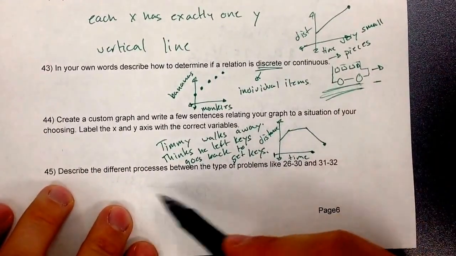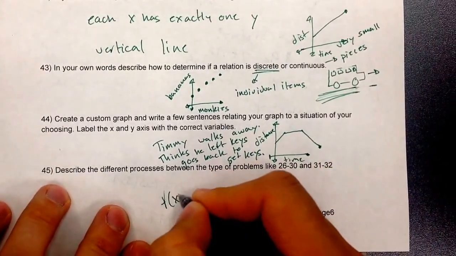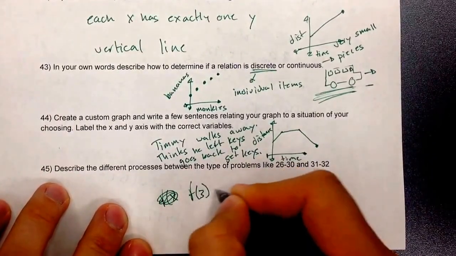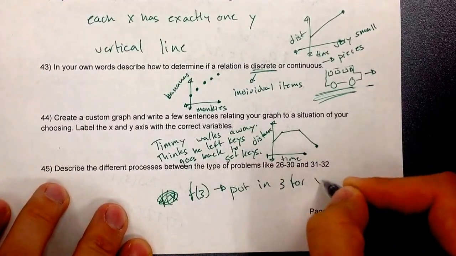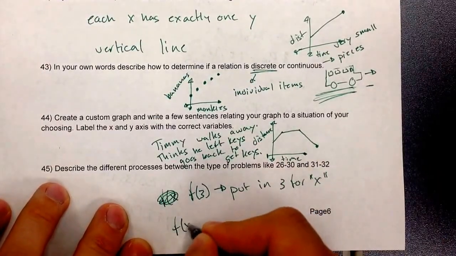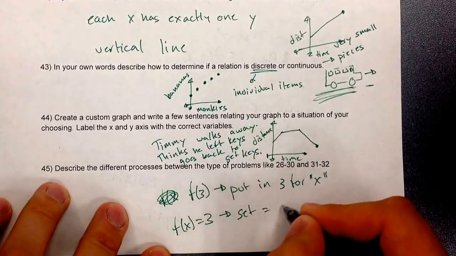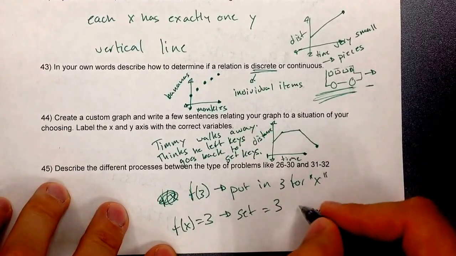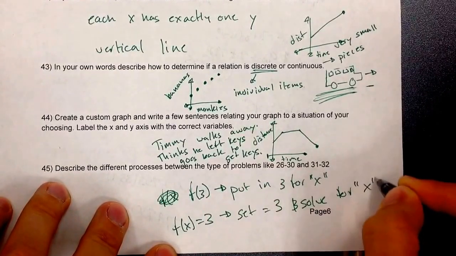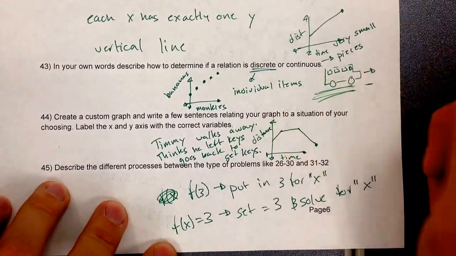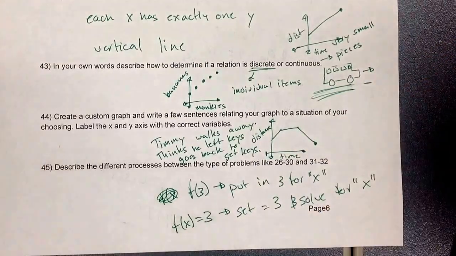All right. Describe processes between problems like 26. This is the f of x problem. So if you get f of 3, they want you to put in 3 for x and solve. If you get f of x is equal to 3, they want you to set your equation equal to 3 and solve for x. Key difference. You've got that all worked out on those videos before if you want to see a little bit better example. Anyway, those are your two differences of function notation. Good luck on the test.